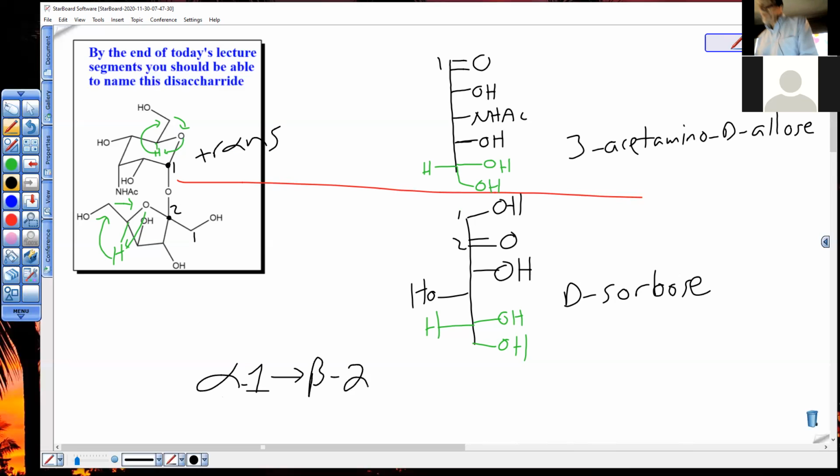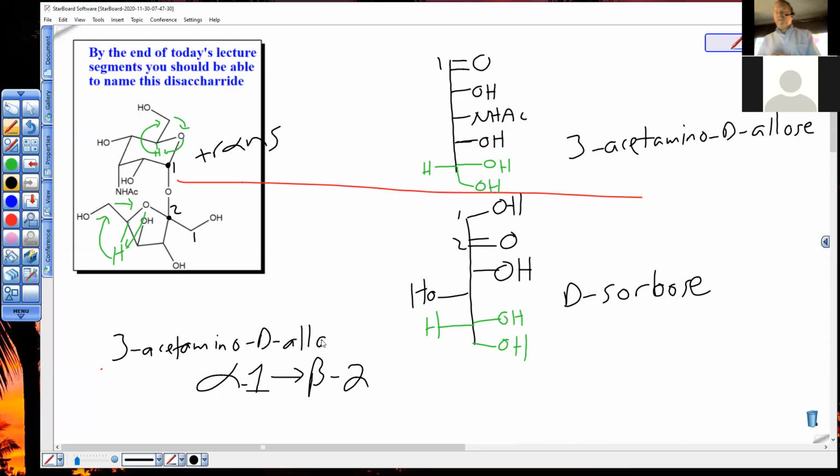2. There's a linkage that's worth a point in the middle of the name. This is the middle of the name. I want the sugar here, and you could even write the word with here. I don't know, just write the sugar. 3-acetamino-D-allo. How do I change the name at the end?